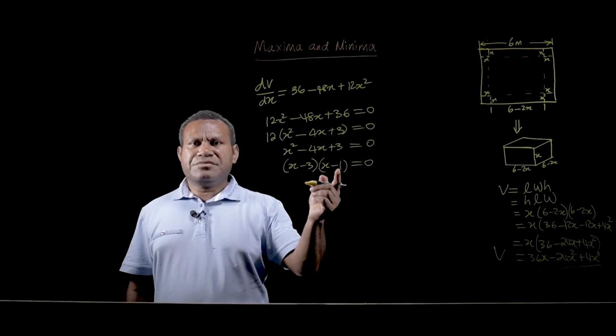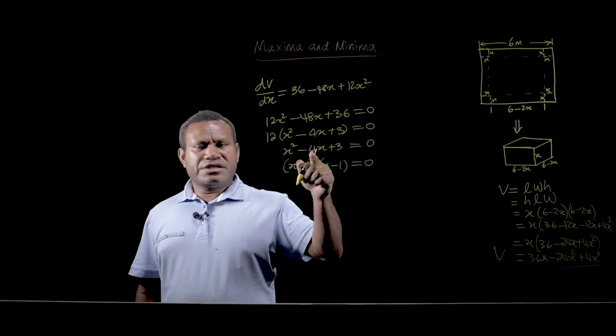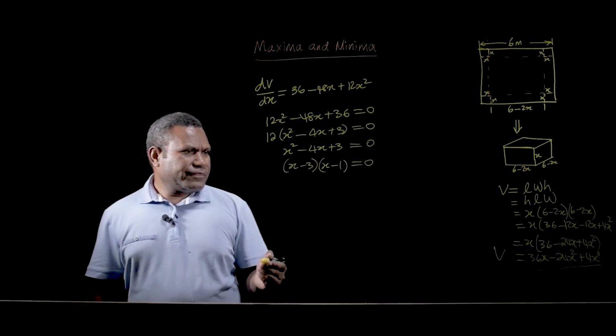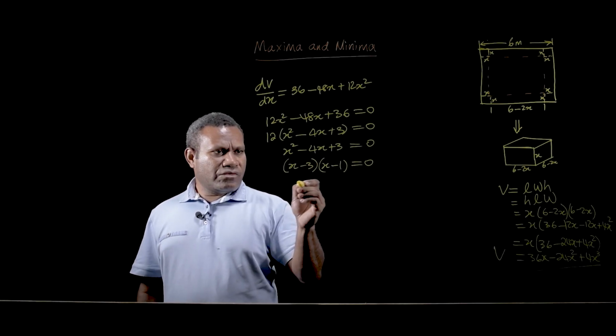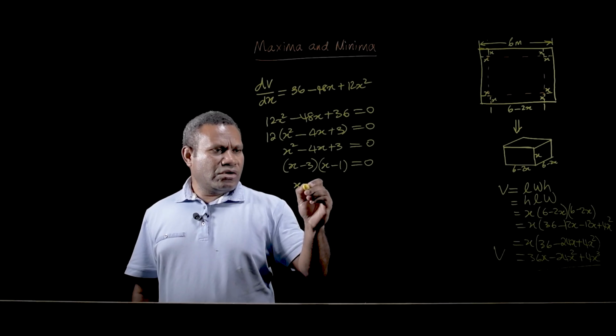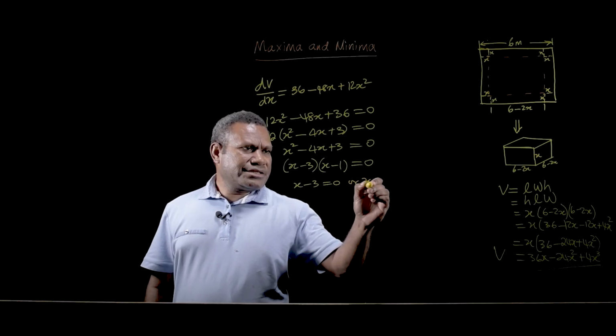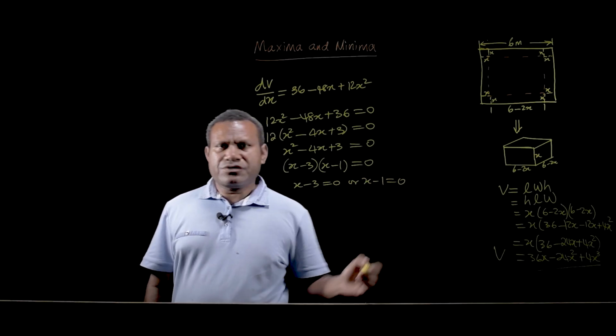So minus 3 times minus 1 gives us positive 3. Minus 3 take away minus 1 gives us this. So these are correct factors. Therefore, now the value for x, by using the null factor law, x minus 3 will be equal to 0, or x minus 1 will be equal to 0.